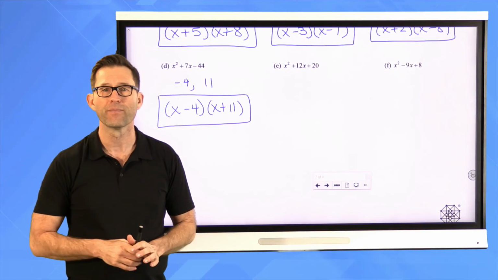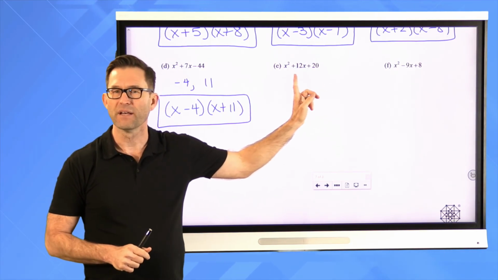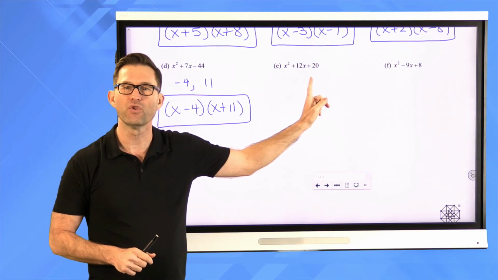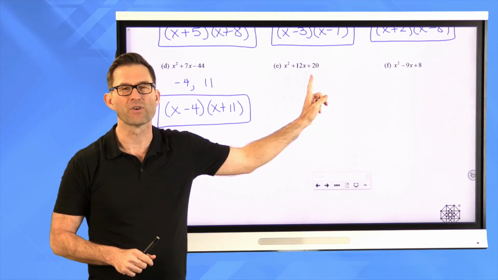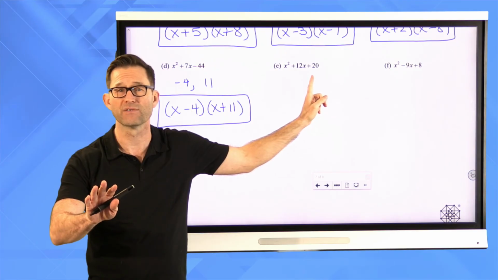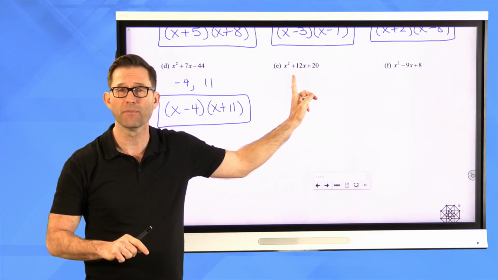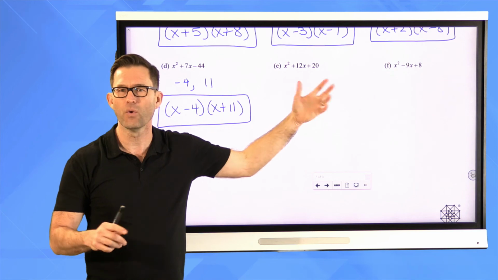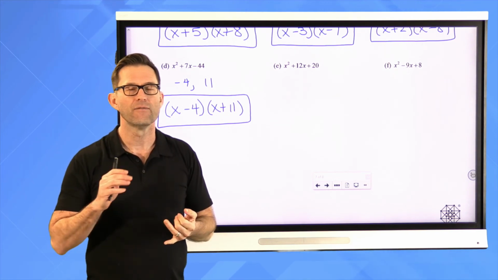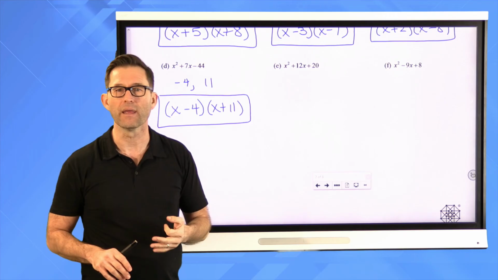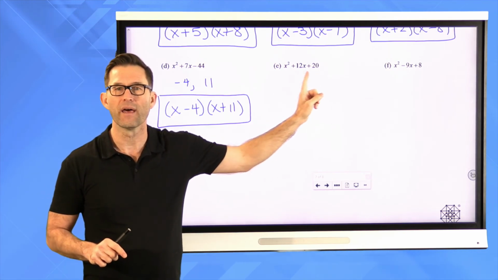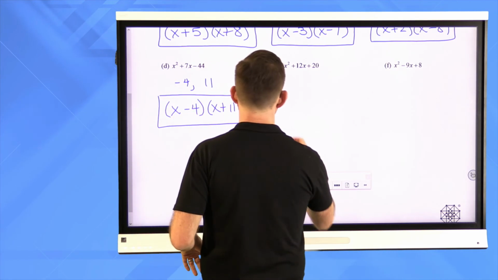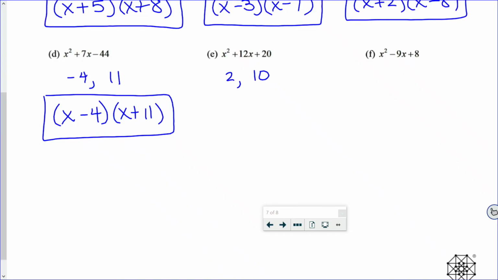Letter E, best case scenario, everything's positive. I'm looking for two numbers whose product is 20 and whose sum is 12. Now again, 20 is kind of cool because you've got 2 times 10, 4 times 5, 1 times 20. But the two numbers with a product of 20 and a sum of positive 12 are 2 and 10, right? 2 times 10 is 20, 2 plus 10 is 12. So we get x plus 2 times x plus 10.